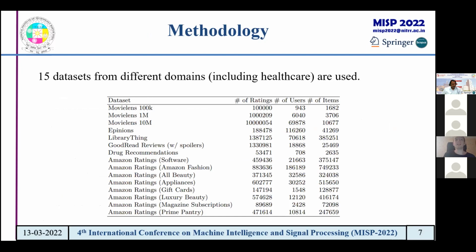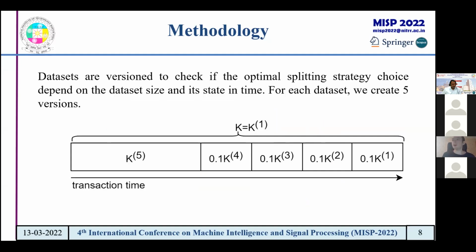We use 15 datasets from different domains. Most of these datasets are common in the recommender system area and contain up to 10 million records. There is evidence that different splitting strategies may change their behavior depending on the dataset size or its state and time. So we create 5 versions of each dataset to check if behavior will change. Each version is made by cutting the lightest records from a dataset, and the largest version is the original dataset.